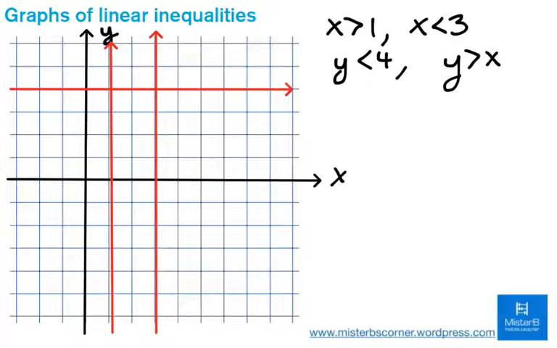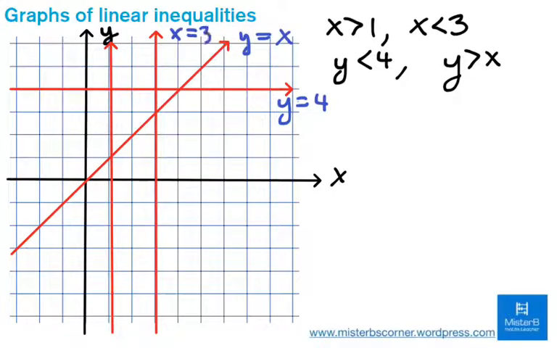And for y greater than x, I'm going to consider y equals x. So it will pass through the origin and all these diagonals. Right? So these are my lines. Let me write these down not to get lost. So this is y equals x. This is y equals 4. This is x equals 3. And this is x equals 1.